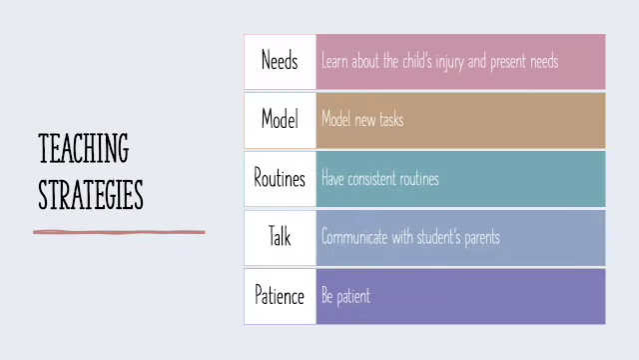Two more teaching strategies include learn about the child's injury and present needs. The more you know about the injury and what the child needs, the better able you'll be to individualize instruction for the child. Make sure you model new tasks. Those who have suffered a traumatic brain injury may find it hard to take in verbal information, so you want to also show how to complete various tasks.